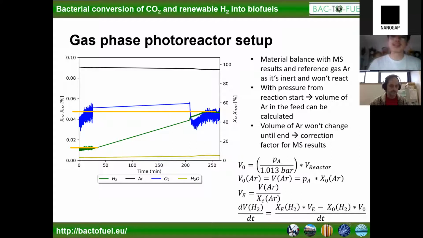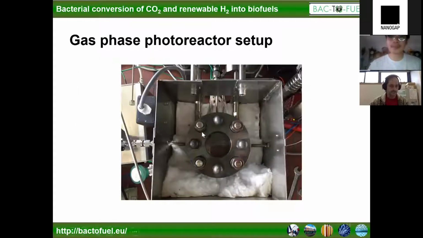In the gas phase, and with the known irradiation area, it's 13 square centimeters, we also can calculate the solar to hydrogen efficiency and the quantum efficiency.